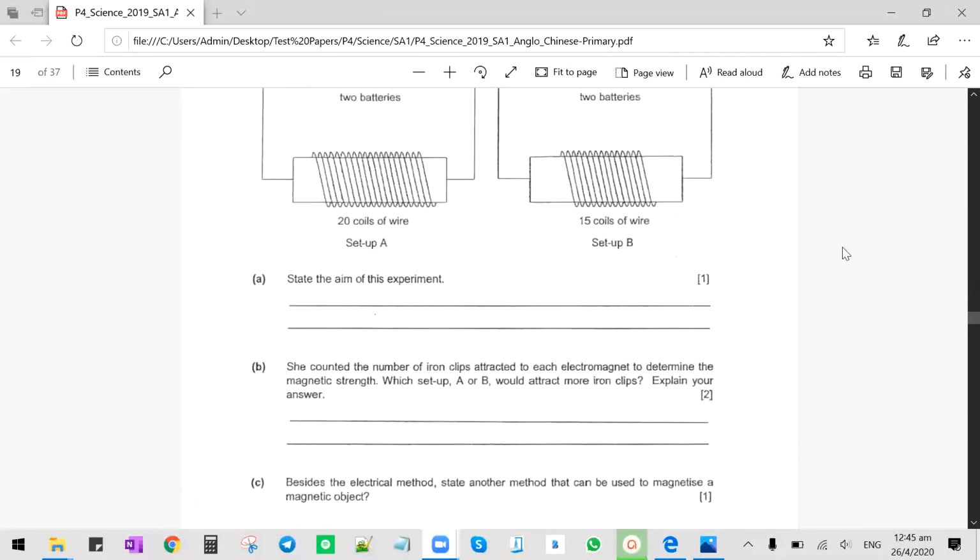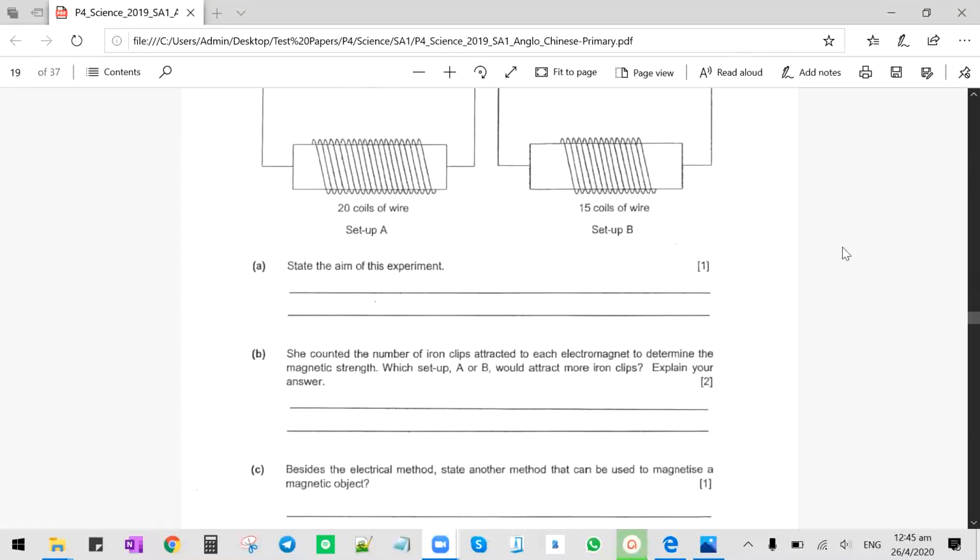Besides the electrical method, state one other method that can be used to magnetize a magnetic object. There are only two that you have learned. One is the electrical method, the other one is the stroking method. Stroking method. Gonna clear it as well.